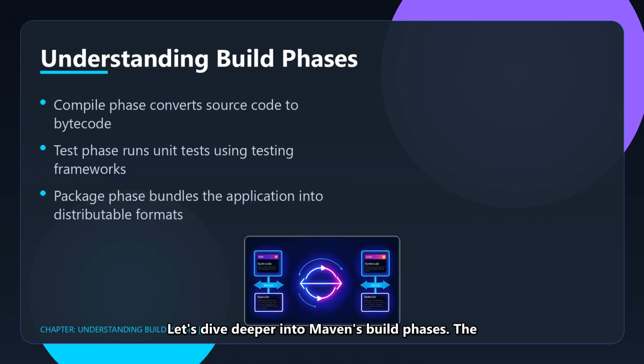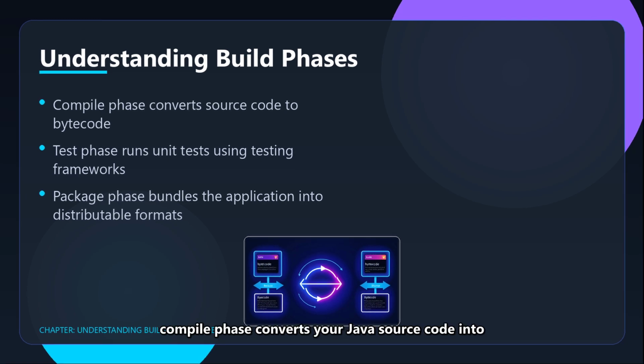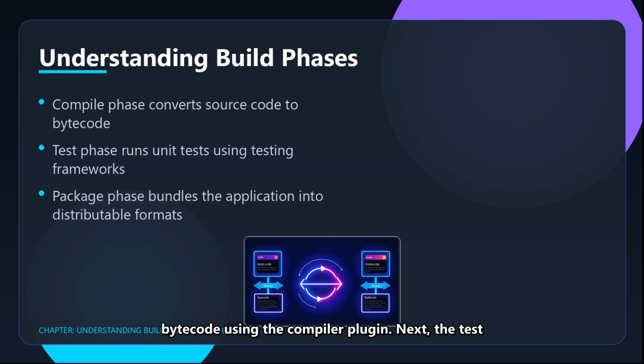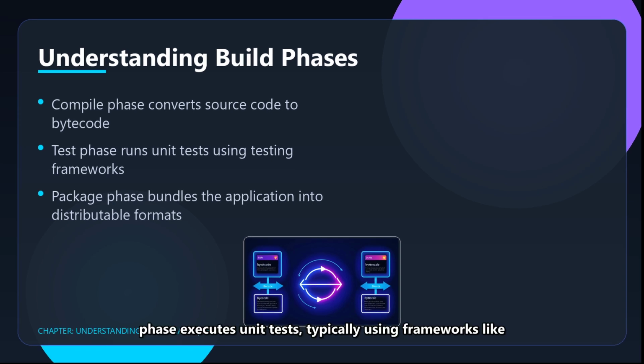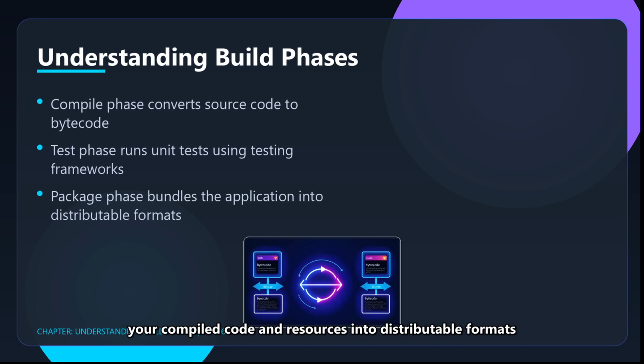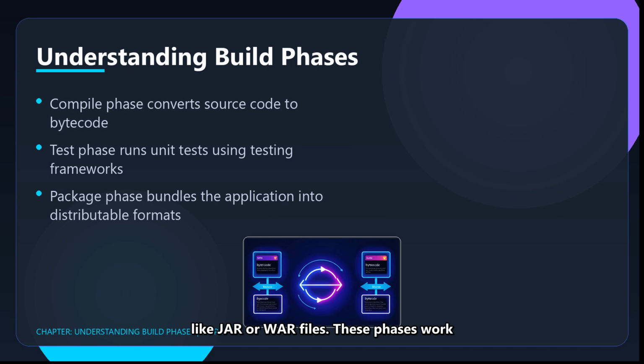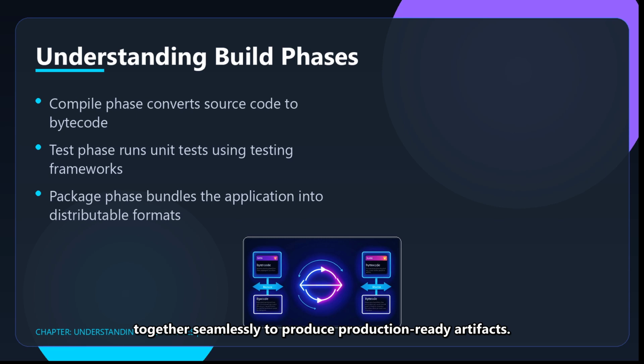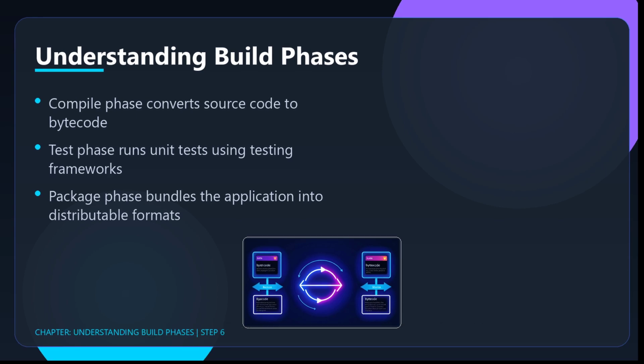Let's dive deeper into Maven's build phases. The compile phase converts your Java source code into bytecode using the compiler plugin. Next, the test phase executes unit tests, typically using frameworks like JUnit or TestNG. The package phase then bundles your compiled code and resources into distributable formats like JAR or WAR files. These phases work together seamlessly to produce production-ready artifacts.